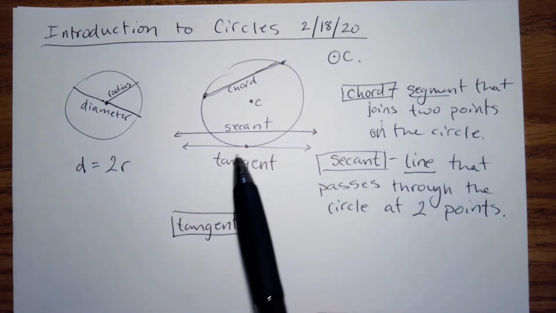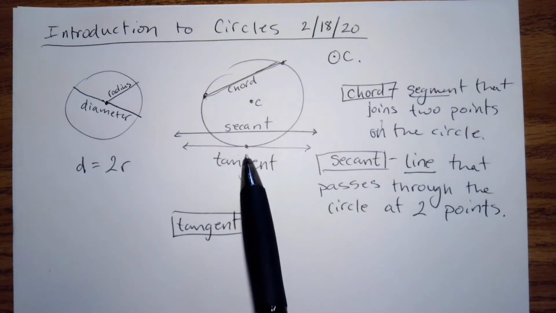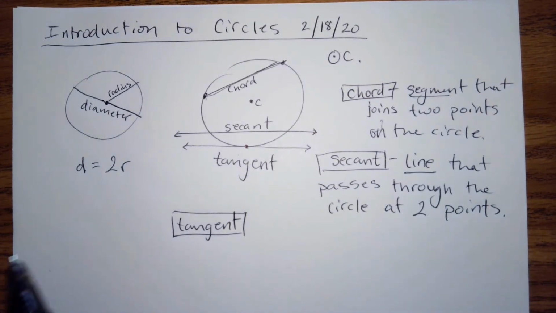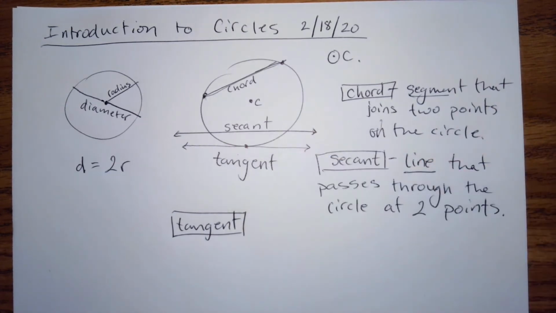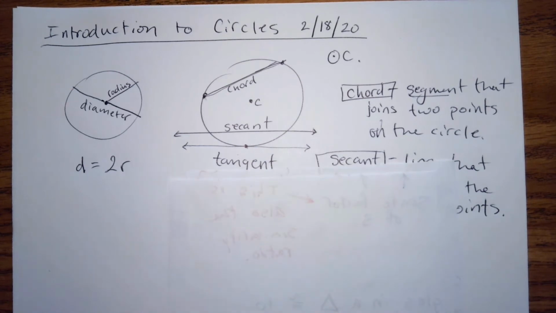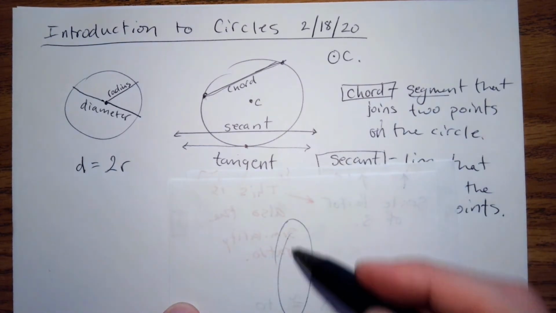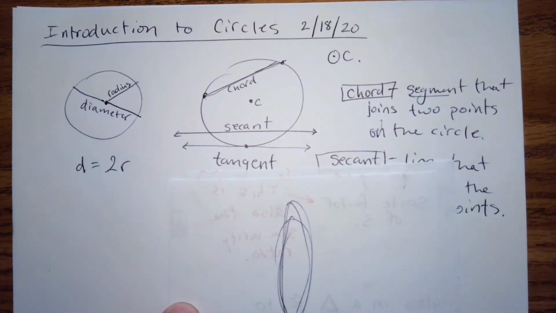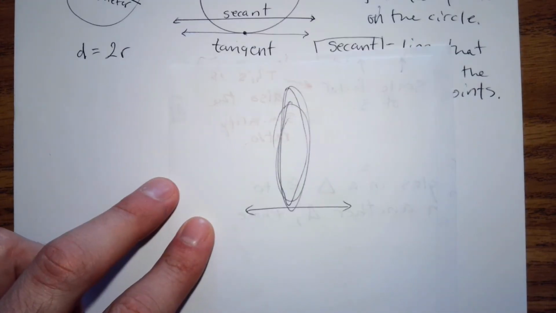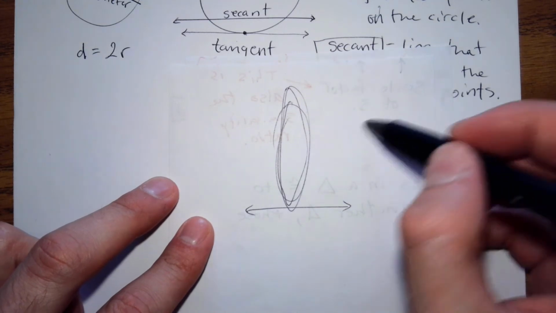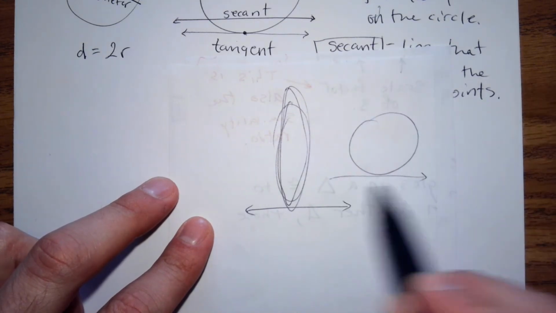So a tangent line touches the circle in exactly 1 point. It's lying flat with the circle. It's on the same plane as the circle, and it only touches the circle once. If you had something like this, where the circle is pretend 3-dimensional, and the line was going this way, that would not be considered tangent. The circle has to be flat with the line. That's a tangent.